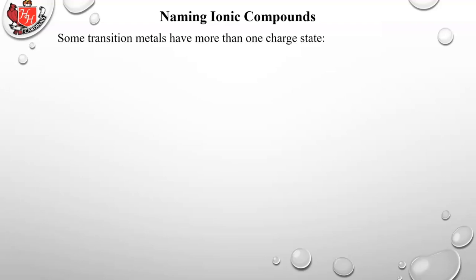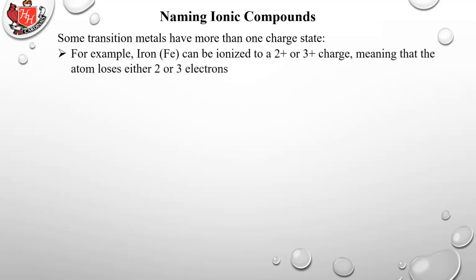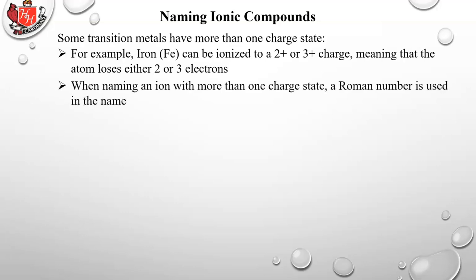Some transition metals may have more than one charge state. So for example, iron, Fe, if you look at your charge number by ion sheet, it can either take on a 2+ or a 3+ charge, meaning that the atom loses either 2 or 3 electrons. When naming an ion with more than one charge state, a Roman numeral is used in its name. So I is 1, II is 2, III is 3, IV is 4, and V is 5.